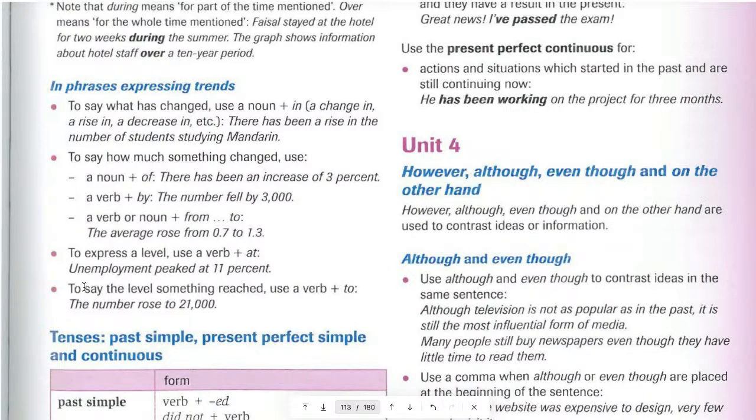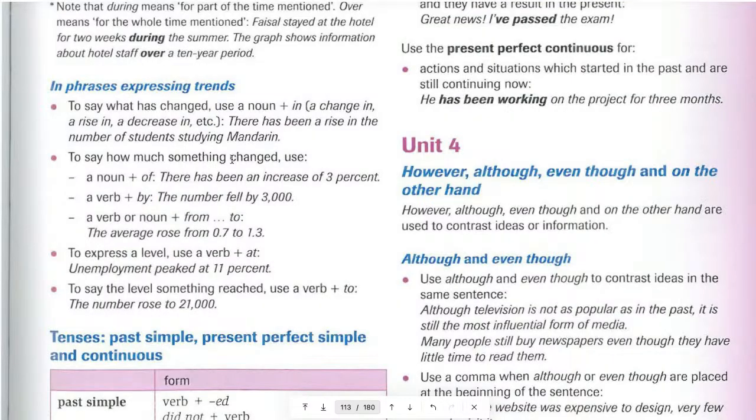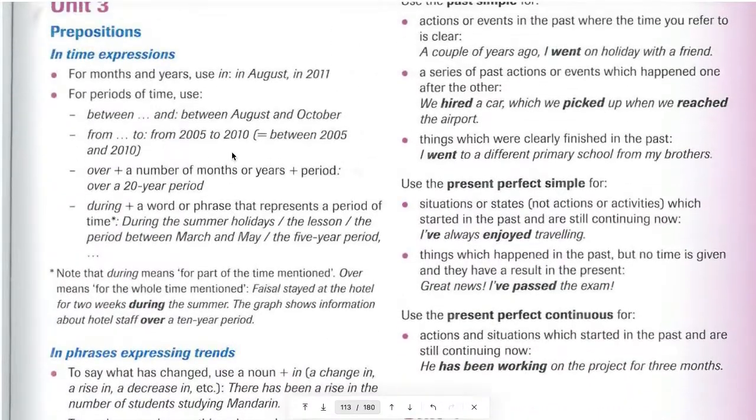And next one, to say the level something reached, we use a verb plus to. So the number rose to 21,000. Okay, so where we reach, okay, to say the level of something reached. Do we have that? Where? Number 6. Okay, then rose gradually to 500,000, right? So that it reached that number. See? So we need to learn all of those rules because they are very basic.